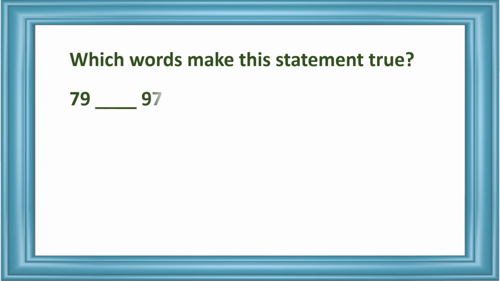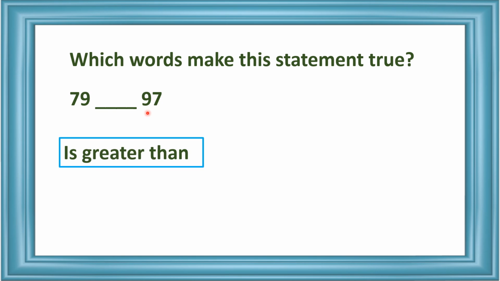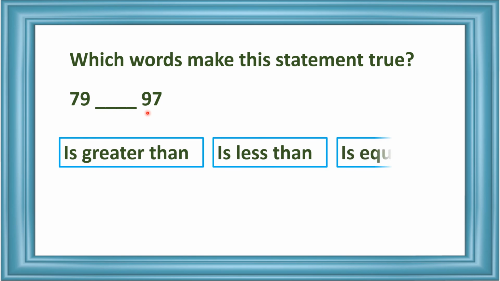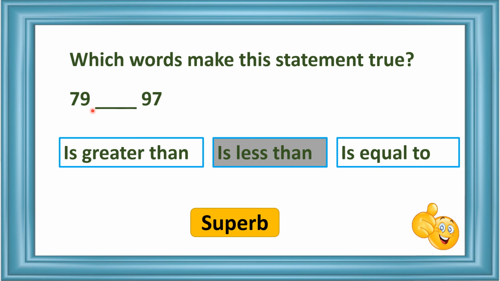Last one, 79 dash 97. And the options are, yes, come on, tell me. 7 tens, 9 tens. Nice. Is less than. Correct. Okay. 79 is less than 97. Superb answer. Claps for you.